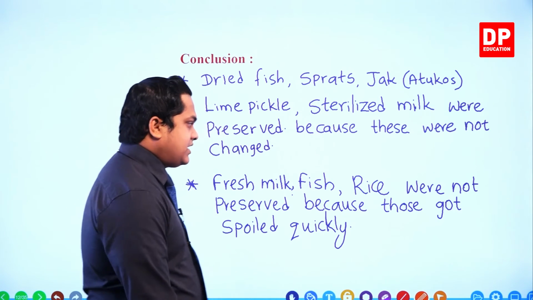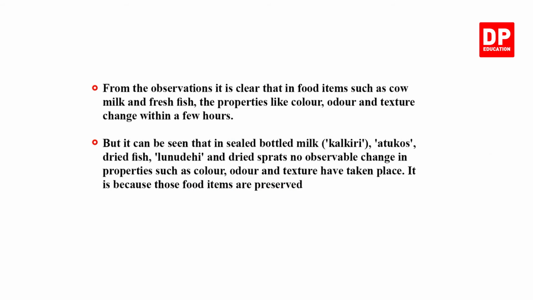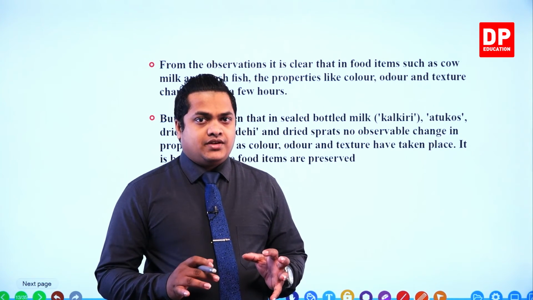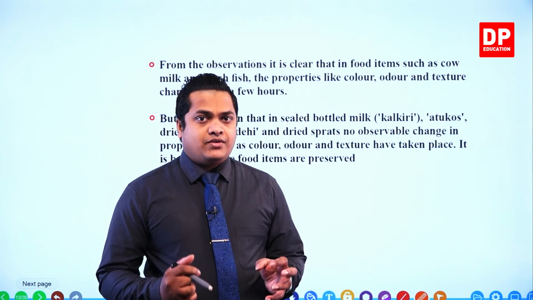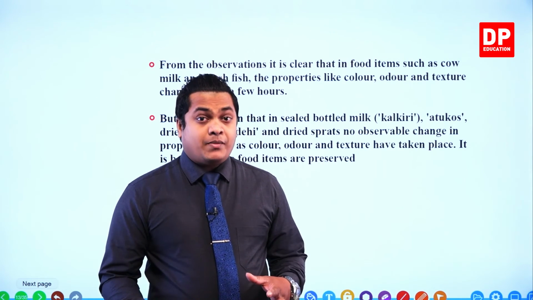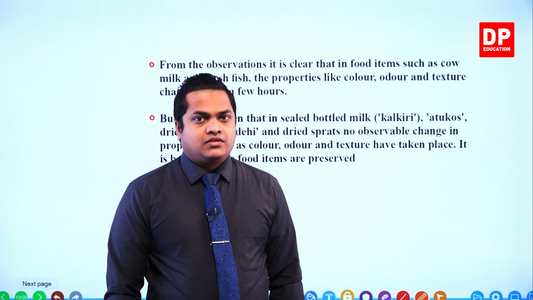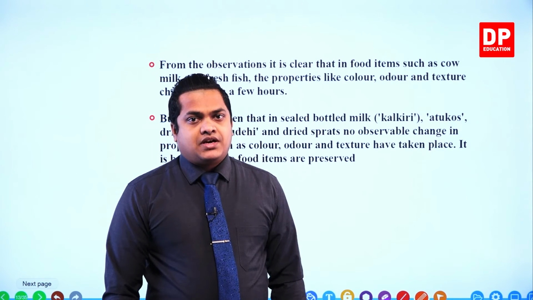Right then, so we'll see what the other contents within the lesson are. From the observations, it is clear that in food items such as cow milk and fresh fish, the properties like color, odor and texture change within a few hours. So I told you that within a few hours, their physical properties and also their internal and chemical properties are going to change, like fresh fish and fresh milk. These properties are going to change.